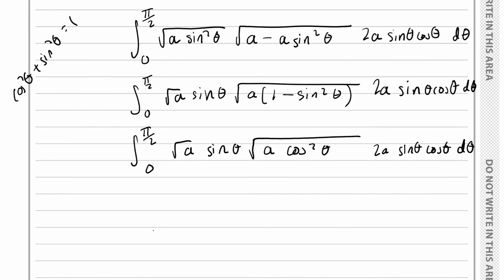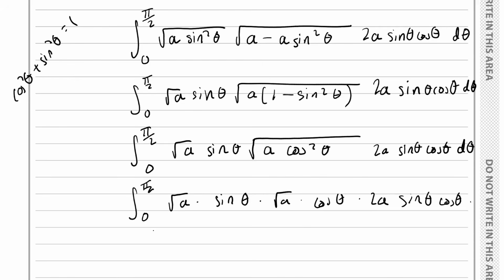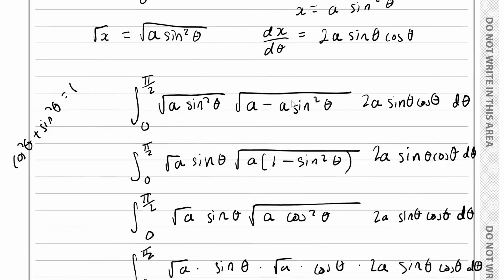Now I can square root the a and the cos squared theta. So I've got root a times sine theta times root a times cos theta times 2a sine theta cos theta with respect to theta. So I've got root a times root a, which is a, times 2a, so 2a squared. I've got sine theta times sine theta, sine squared theta, cos theta times cos theta, cos squared theta. This must be starting to look like, we just want sine squared 2 theta.